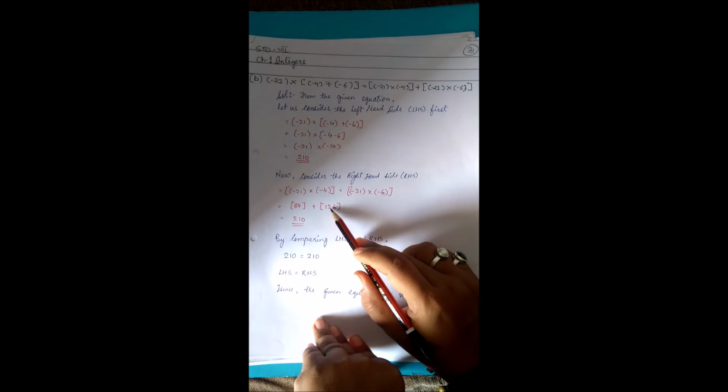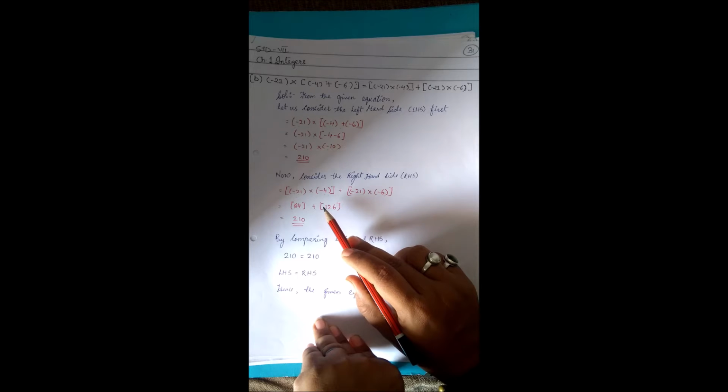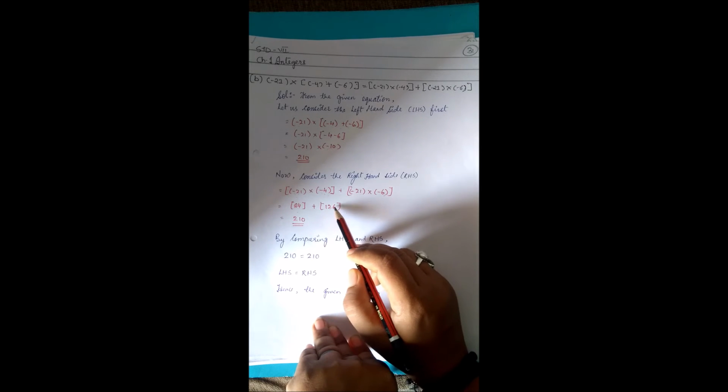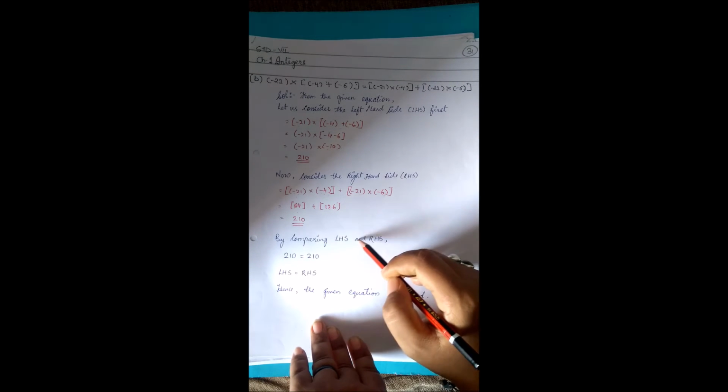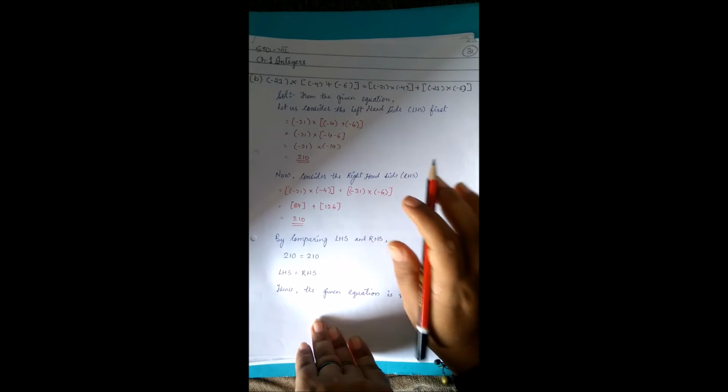So 21 into 6 will become 126. Minus minus will become plus. So 84 plus 126 is 210. So this is verified that both LHS and RHS are equal.